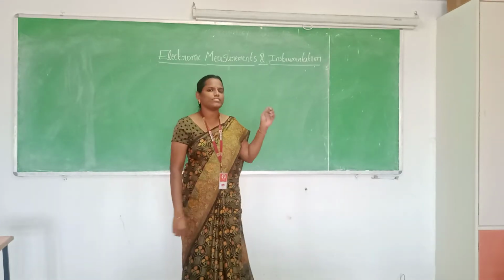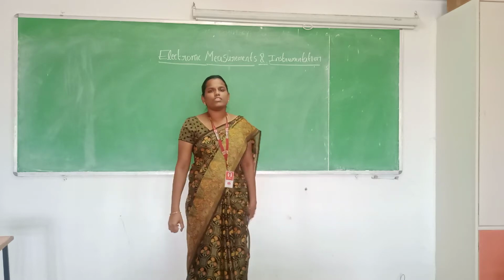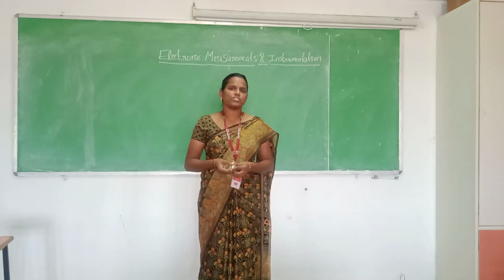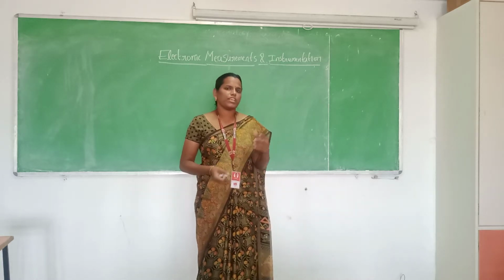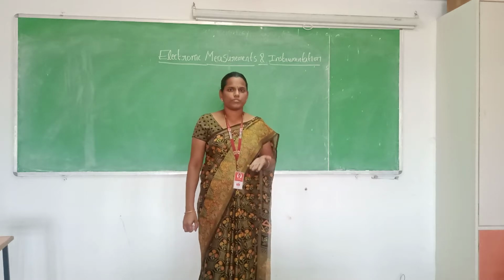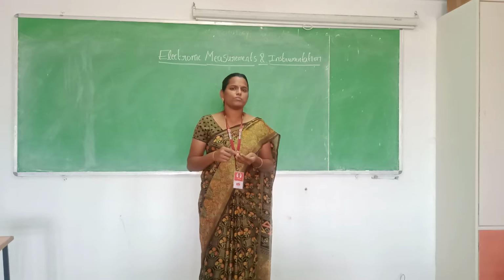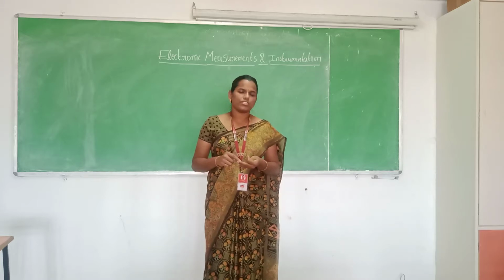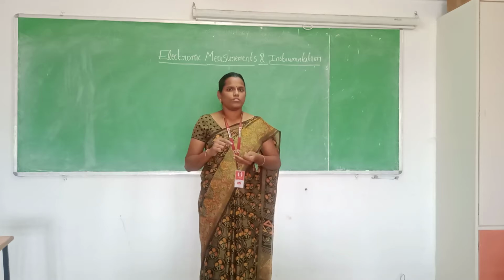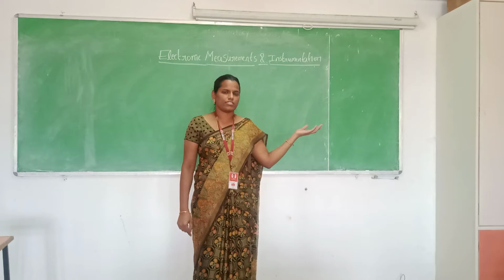So this is the 10th topic on electronic measurements and instrumentation. Let us revise the last topics. In the last topics we have seen about the AC voltmeters. We have seen different types of AC voltmeters using rectifiers. By using a half wave rectifier we have constructed an AC voltmeter, and also by using the bridge rectifier we have constructed an AC voltmeter. In today's class we will see about the thermocouples.